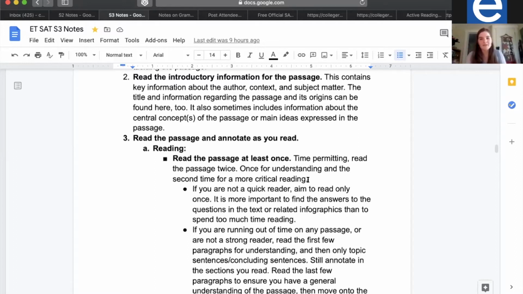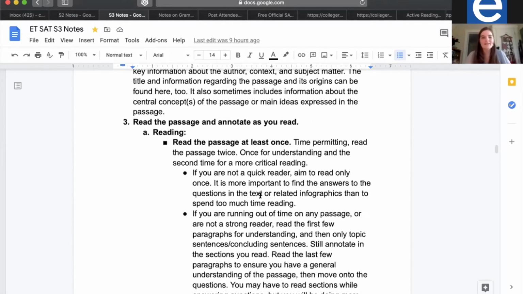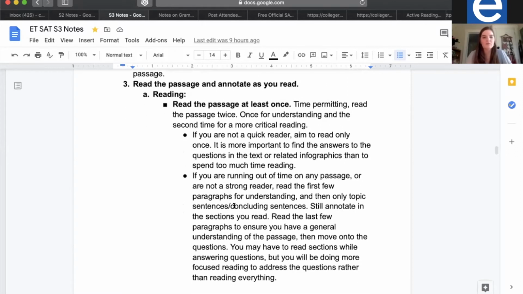So it's important to be able to read that introductory information so that you can have as much context as possible to delve into the passage, okay? And sometimes it can include things like central concepts. Sometimes it might actually be there in the title for you, or even in a line afterwards saying, this is what's happening. And I'll show you an example of that. It should actually have been in practice test 8, the first passage, which I'll show you in a second. So the third thing you need to do is read the passage and annotate as you read.